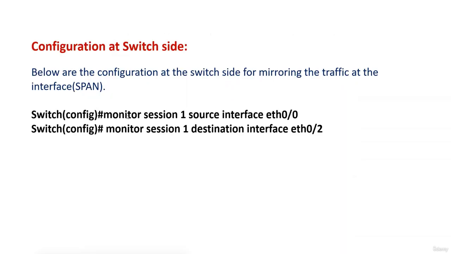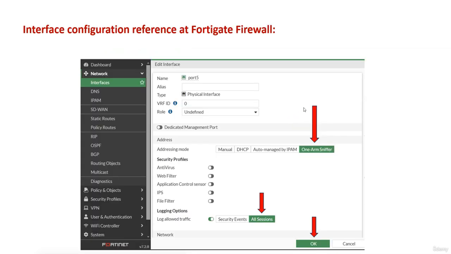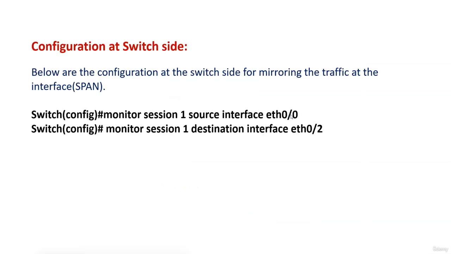Here I made eth 0/0 the source. For the monitor session, we can use a number from 1 to 64, and we need to first define the source, meaning which interface you want to monitor. Next to the interface information, we also need to define whether you want to monitor RX or TX or both, that is, incoming, outgoing, or both. That one is missing here, but you can add it. In general, we would put both, or based on your requirement. In the lab, we'll test with both, and I'll show you how to do it.